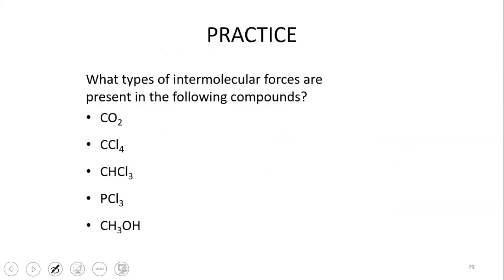Don't forget, hydrogens are never at the center of a molecule. They never form a bridge between two other atoms. They are always on the periphery, always on the outside. So remember, we have three choices. We have London dispersion forces, we have dipole-dipole forces, and we have hydrogen bonding forces.